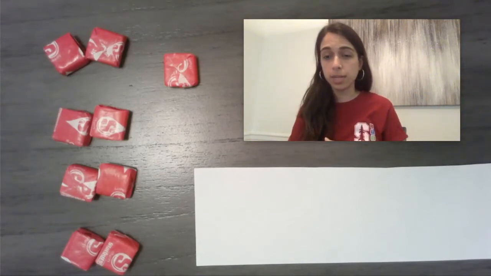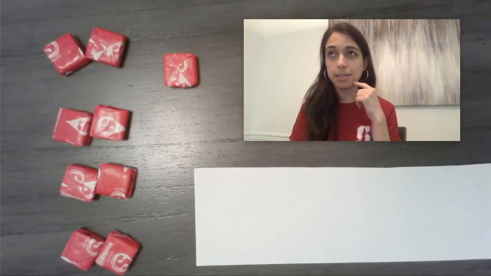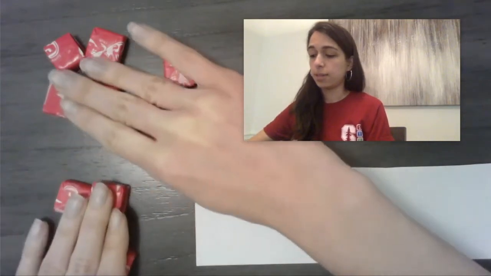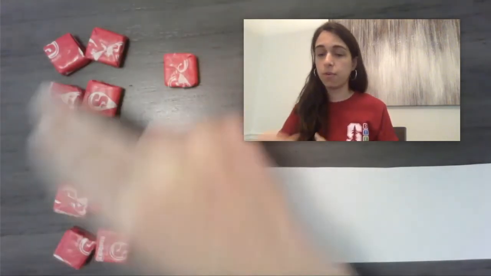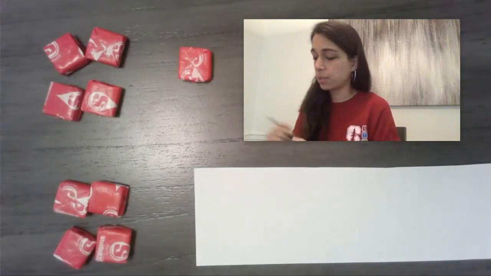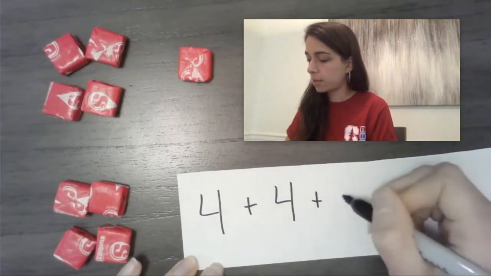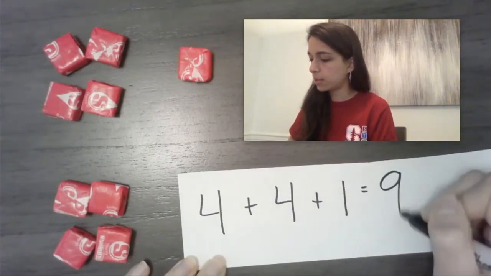So the strategy we can figure out for our doubles plus 1 equation is saying, all right, what's the number right before 9? It's 8. So what's the doubles fact for 8? Separate that 8 into 4 and 4. 4 plus 4 is 8. Add that 1, it'll be 9. So our doubles plus 1 fact is 4 plus 4 plus 1 equals 9.